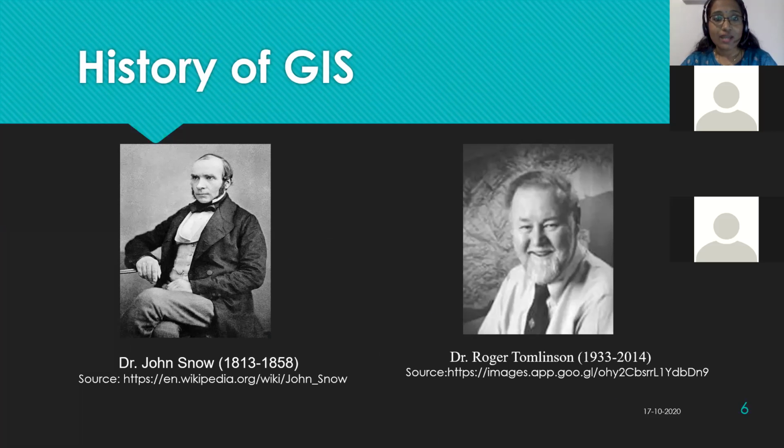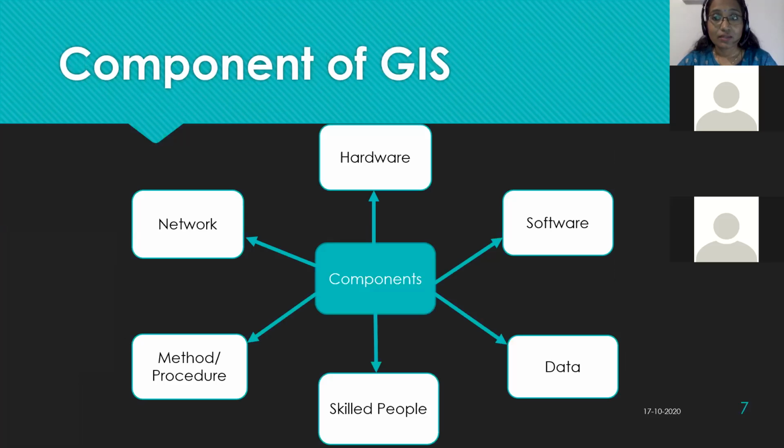Next, moving on to the main part of GIS, the components of GIS. In the components of GIS, we have six components. The first is hardware, then software, data, skilled people, methods and procedures, and network.